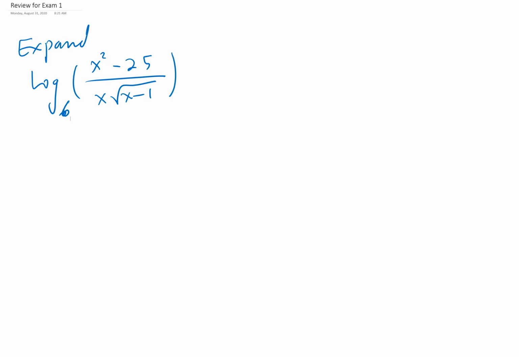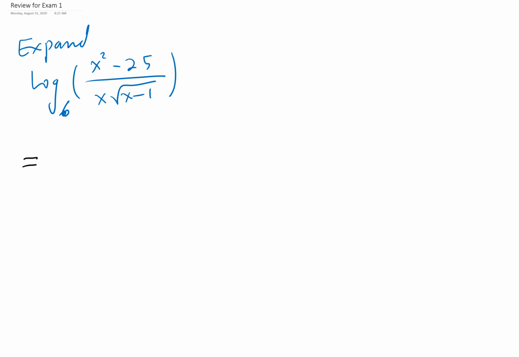Okay, so we're gonna review for exam 1 today first. That's the first thing. I'm gonna be reviewing by going over some sample problems like this one, and I'll talk about the details of the exam later on.